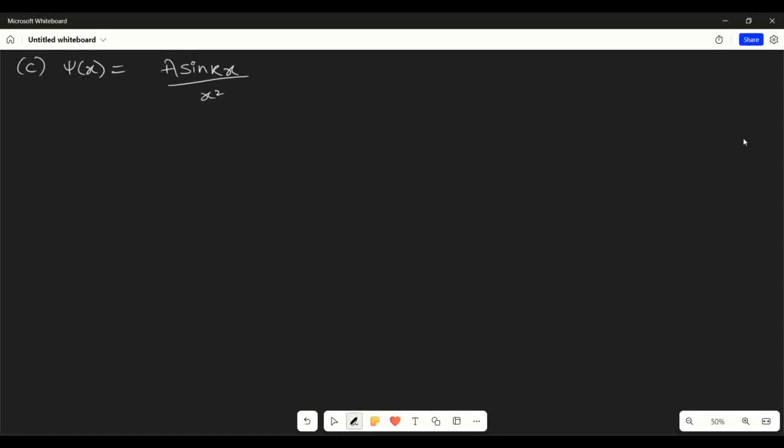So now let's move to the third part of this question. The wave function is given as A sin(kx)/x squared. Let's check whether it is finite or not. So at x equals 0, the wave function psi(x) equals A sin(kx)/x squared, this diverges.